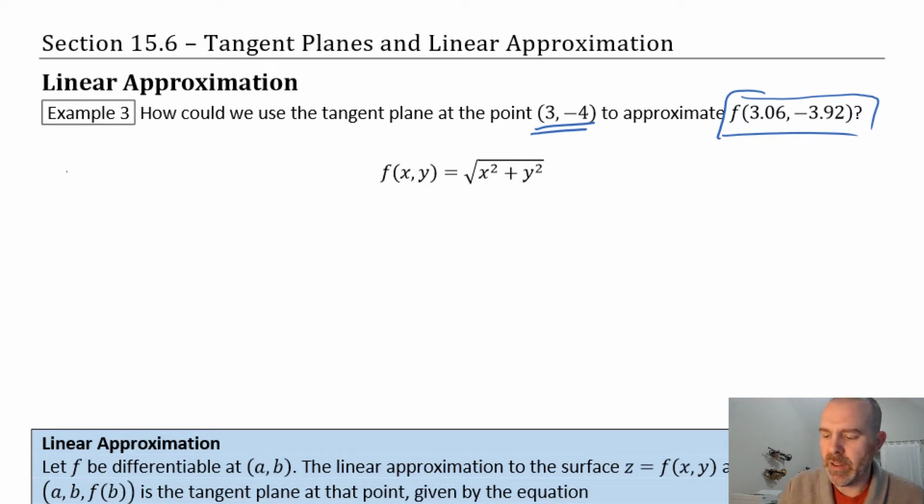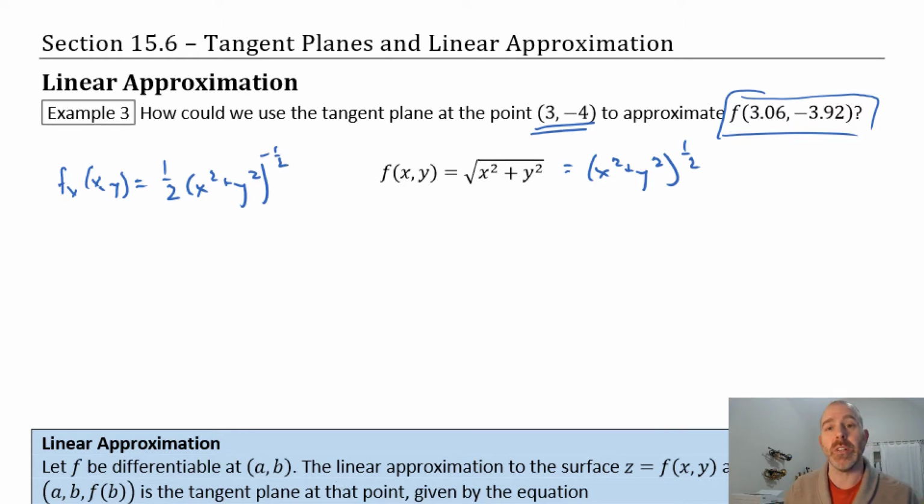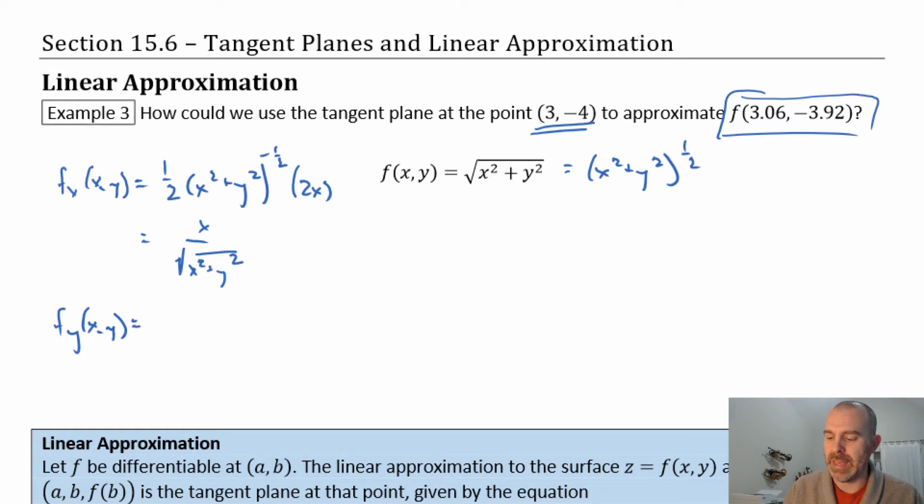So let's do the tangent plane here. Let's find out what it is. First, we need to find the partial derivative with respect to x. This would be (x squared plus y squared) to the 1/2, so that's 1/2 times (x squared plus y squared) to the negative 1/2, and then chain rule, we're taking the derivative with respect to x, so we need a 2x. That looks like x over the square root of x squared plus y squared. The partial derivative with respect to y will be similar, except it'll be y over the square root of x squared plus y squared.